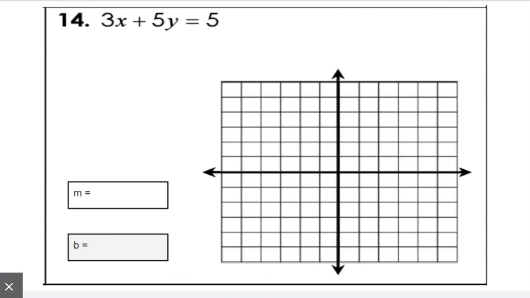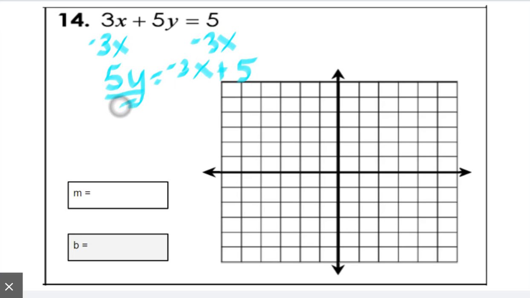Okay, so now we're going to graph these lines, or graph these equations. So in order to graph these equations, we have to remember that we have to write this equation in slope-intercept form so that we can identify the slope and the y-intercept, and that's how we graph it. So we're going to subtract 3x from both sides. So we end up with 5y equals negative 3x plus 5. Now you divide by 5.